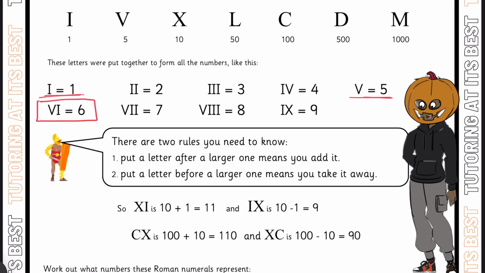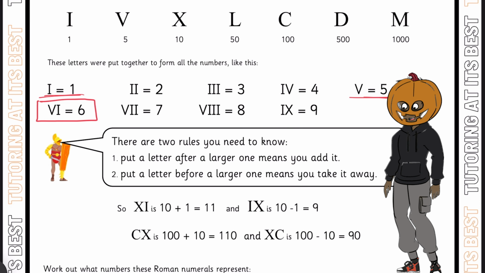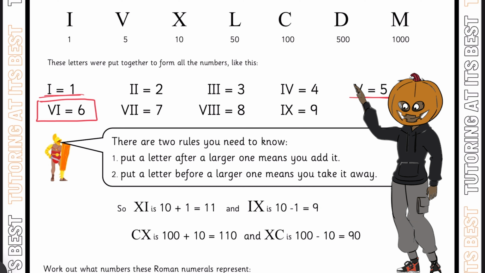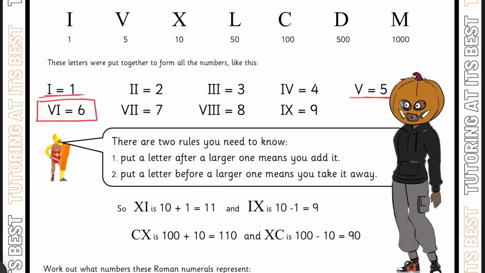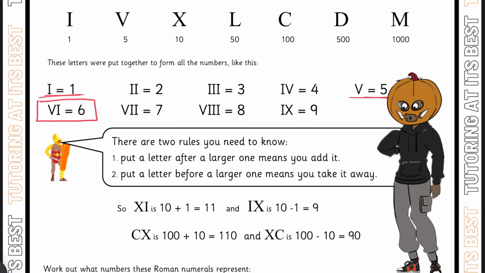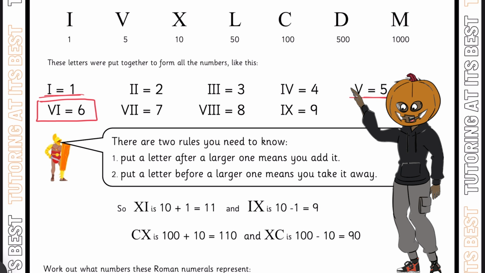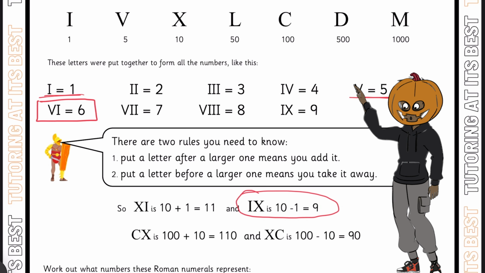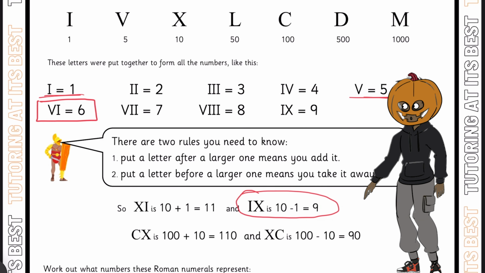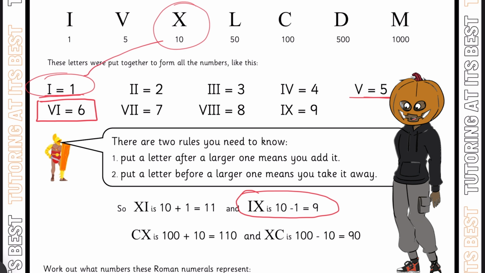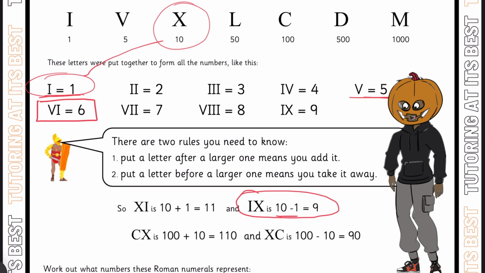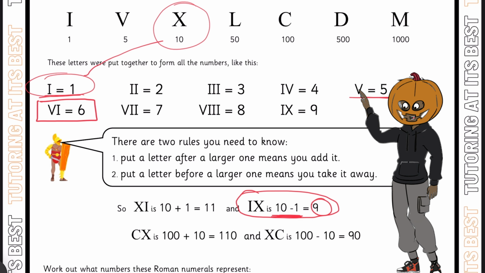And let's take the second point, which is if you put a letter before a larger one, that means you take it away. Let's take a look at an example that I've written down here. We've put a smaller one before 10. You can see I is 1 and X is 10. By putting I in front of X, we now say 10 minus 1, which gives us 9.